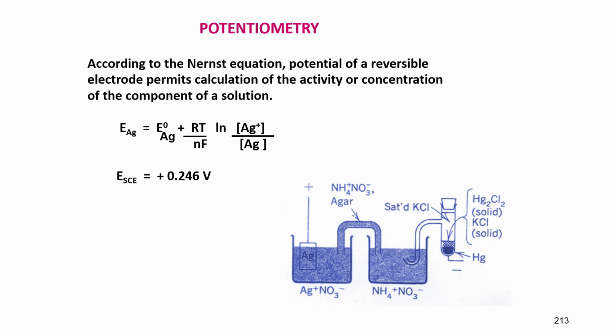So, I write the Nernst equation something like this: E_Ag is equal to E naught Ag plus RT by nF ln Ag plus divided by Ag, that is log of oxidant divided by reductant, and then it is connected to another electrode, that is not a hydrogen electrode, but a calomel electrode. E_SCE is the calomel electrode, that is the standard calomel electrode. So, the standard calomel electrode is an electrode of mercury in equilibrium with its sparingly soluble salt.